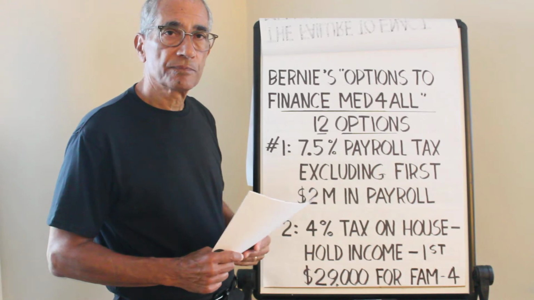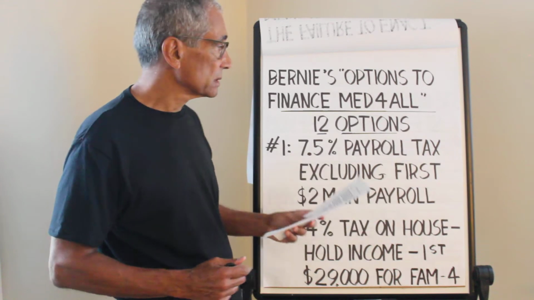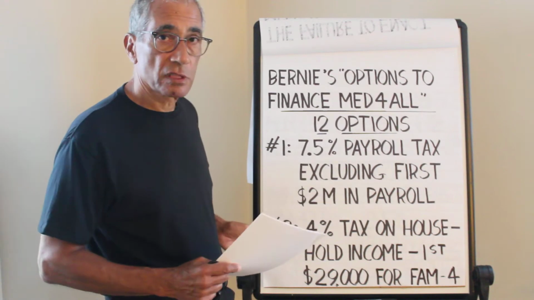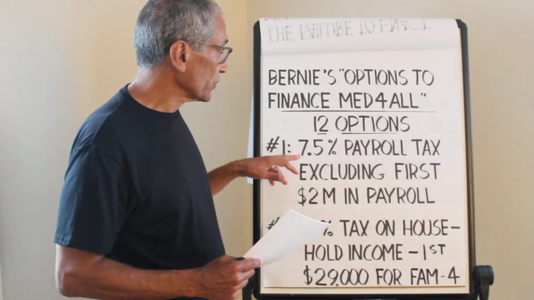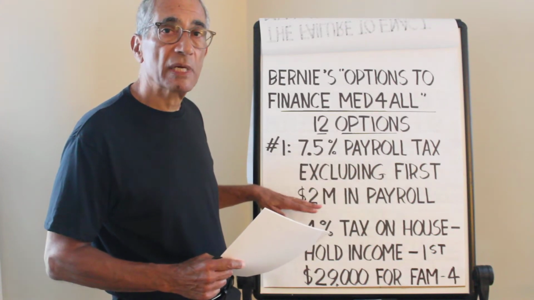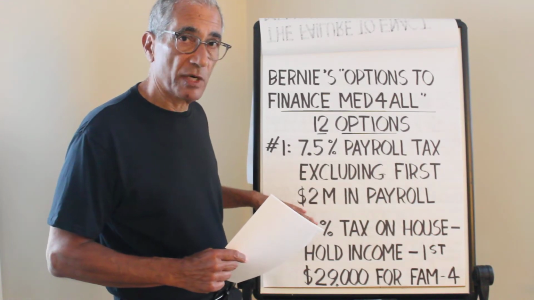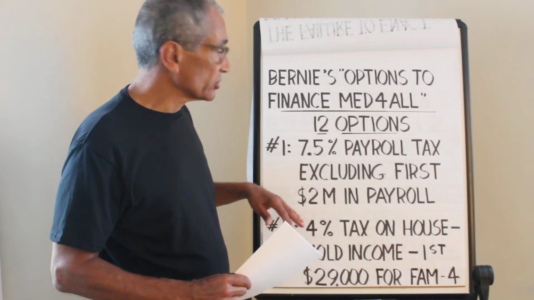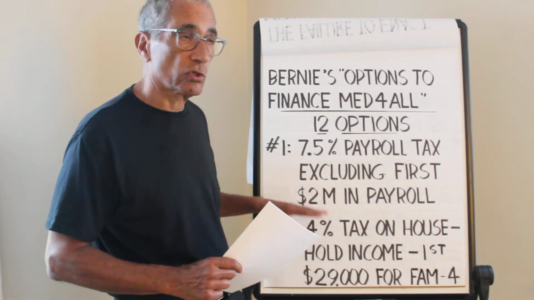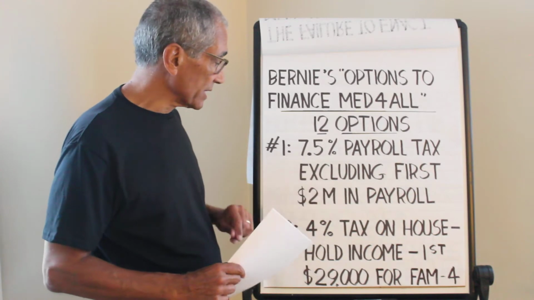A few years ago, Bernie Sanders produced a paper called Options to Finance Medicare for All. In it, it has 12 options. The first 2 options are as follows. The first, a 7.5 payroll tax excluding the first 2 million in payroll. He might have revised that to excluding the first 1 million in payroll, but in the paper, originally, it was excluding the first 2 million in payroll. So we're not talking about mom and pop stores, we're talking about fairly large companies, mid-sized companies and up.